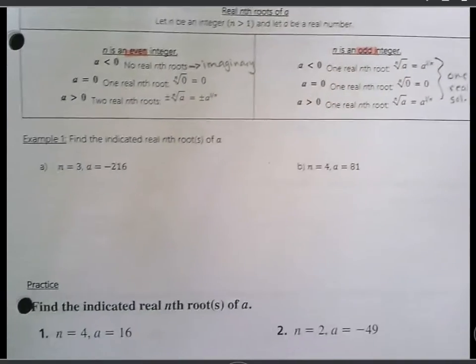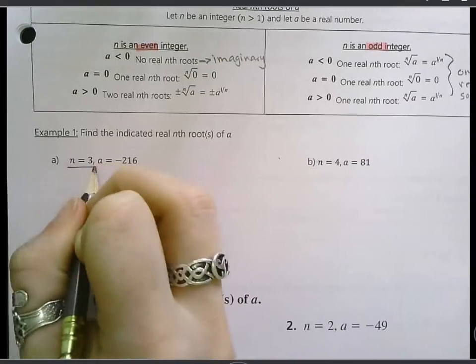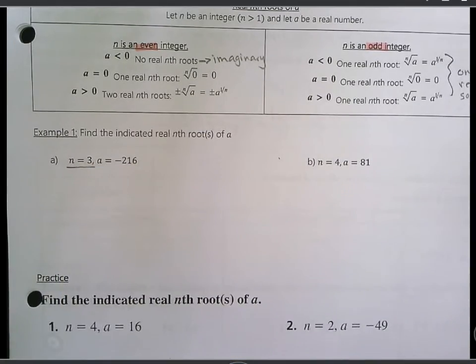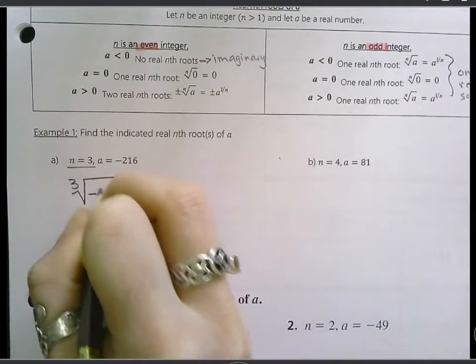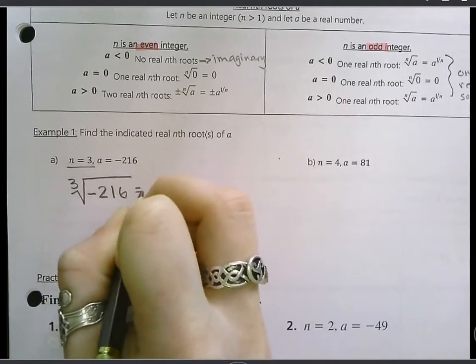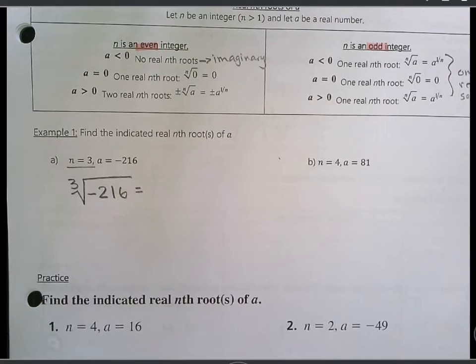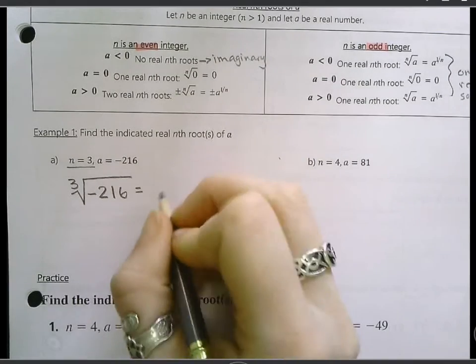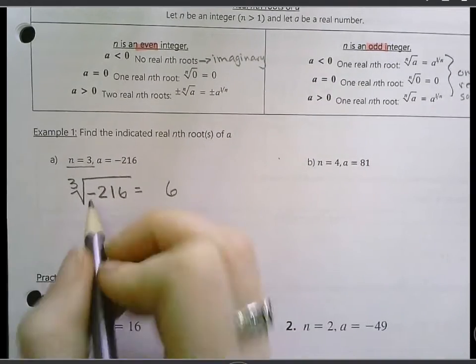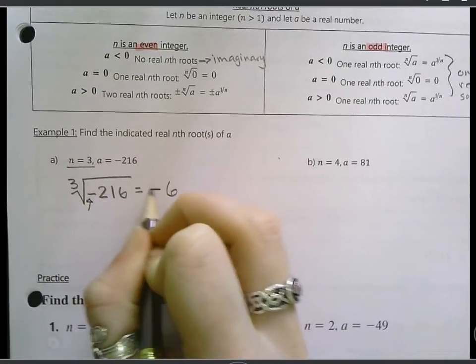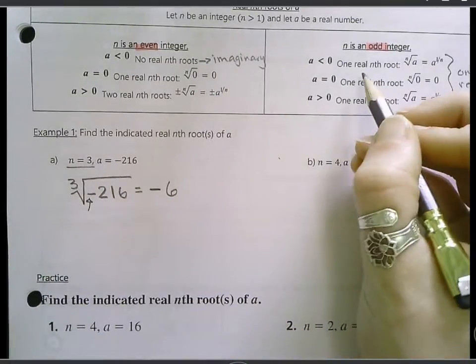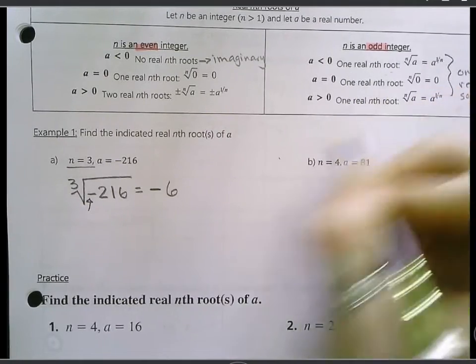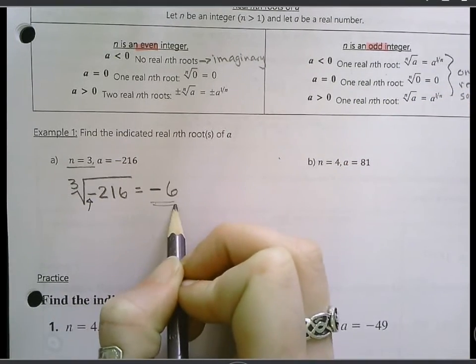So in our examples that we had done in class, for a, we had taken n equals 3 and a equals negative 216. We could rewrite that as a cubic root of negative 216. Well, 6 cubed is 216. But if I have a negative here, that means I need a negative here. If we look above it, it says 1 real nth root. Well, we have 1 real nth root here.